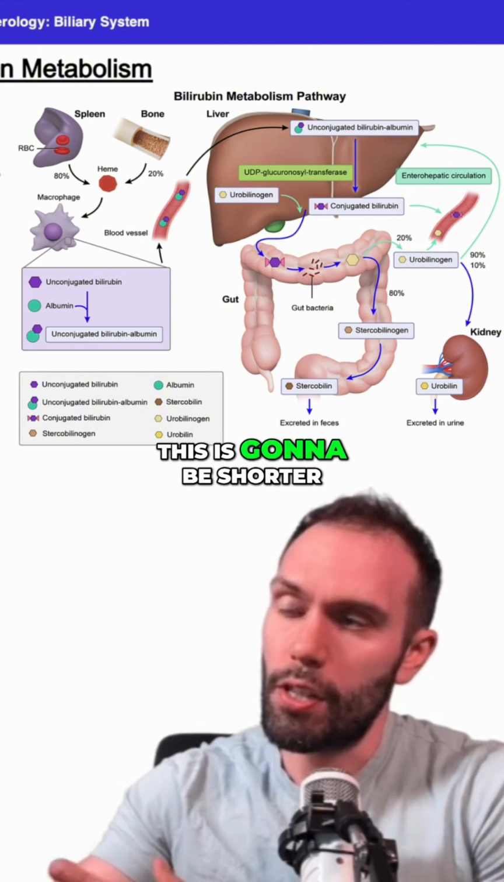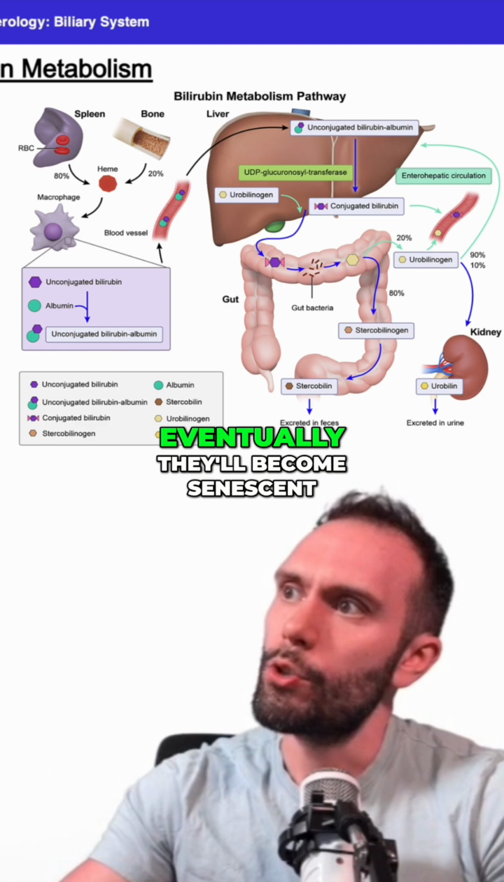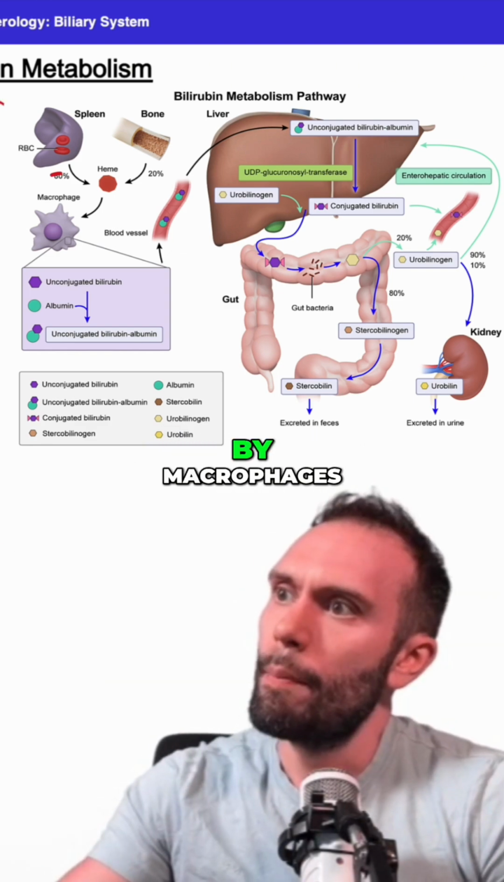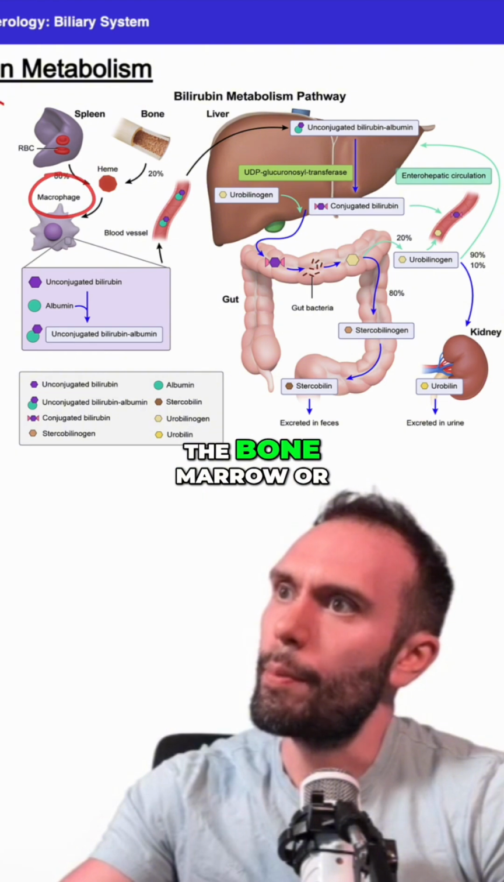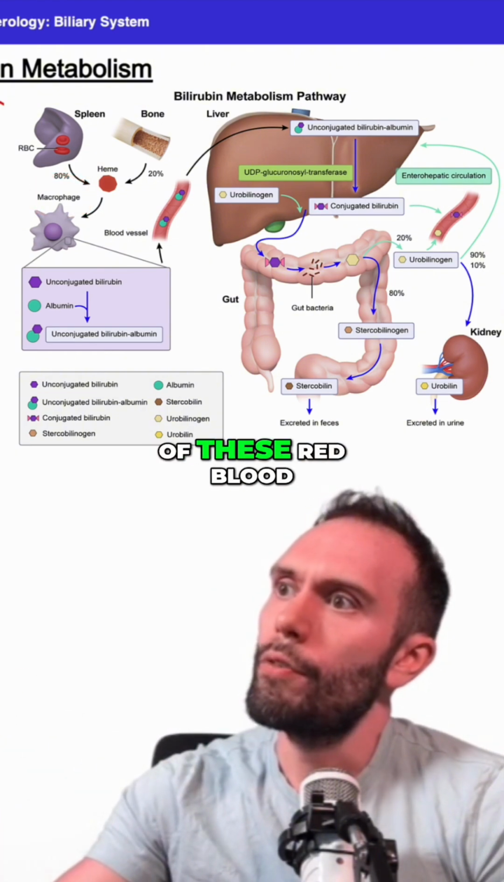Now, in neonates, this is going to be shorter, but in adults, these red blood cells will have a lifespan of about 120 days, and eventually they'll become senescent and have a difficult time making it through the red pulp of the spleen. They may be phagocytosed by macrophages. Okay, so splenic macrophages. This could happen in the bone marrow or the liver potentially, but the spleen is kind of the classic example. That's where the majority of these red blood cells will get broken down.